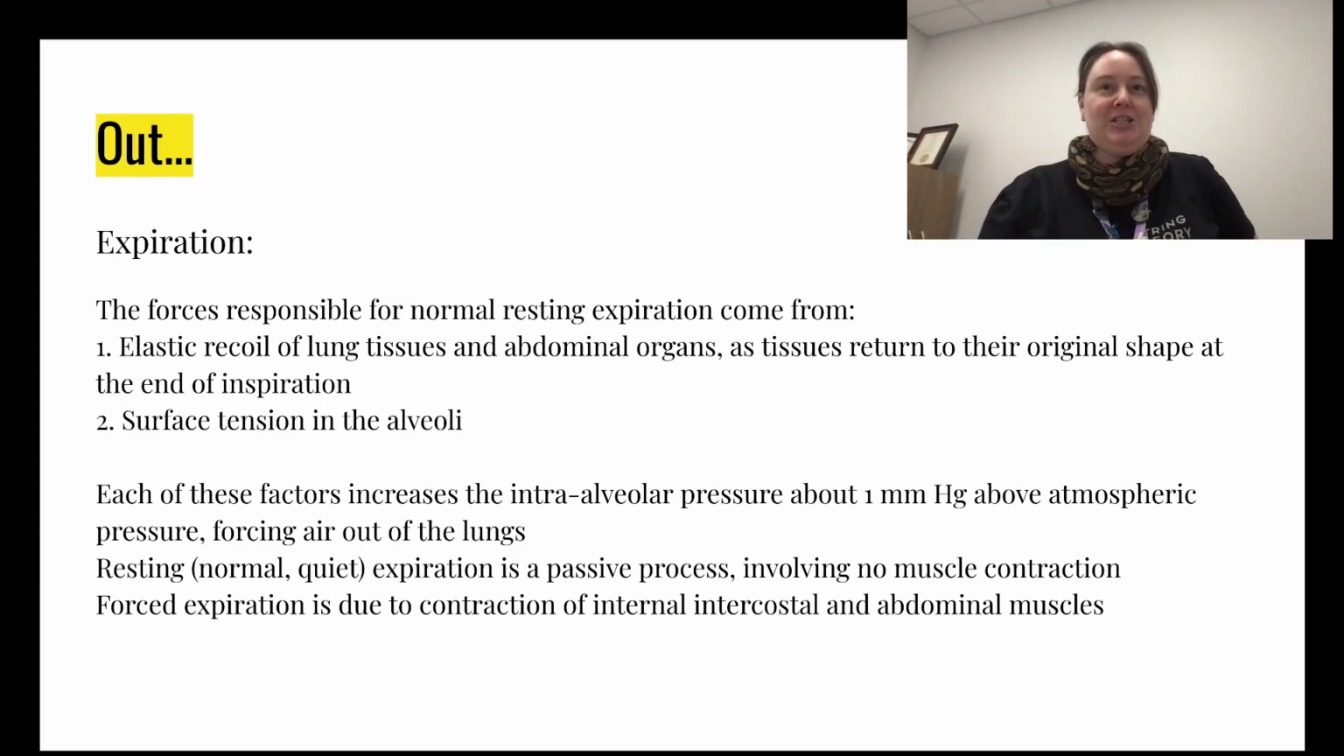We need the surface tension. Surface tension, good. It keeps your lungs working. So anyway, each of these factors increases the interalveolar pressure about 1 millimeter mercury above atmospheric pressure, which then forces all the air out of the lungs. Normal quiet respiration is a passive process involving no muscle contraction.